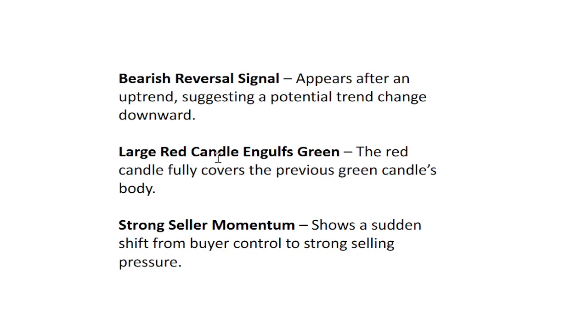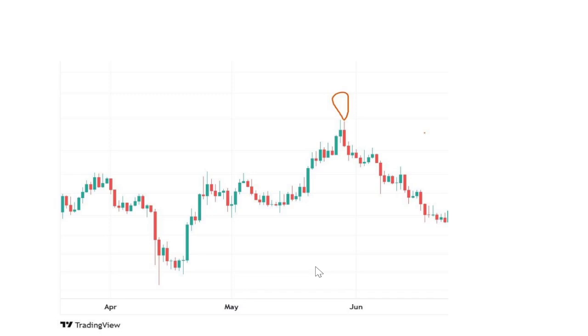Large red candle engulfs green. The red candle fully covers the previous green candle's body. Strong seller momentum shows a sudden shift from buyer control to strong selling pressure. Now let's look at an example chart of a bearish engulfing candle.